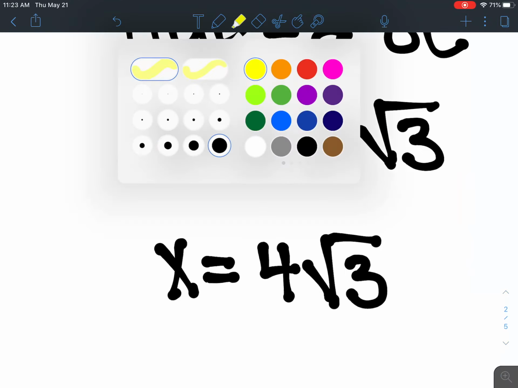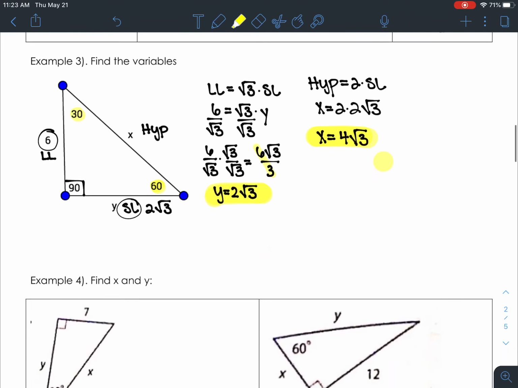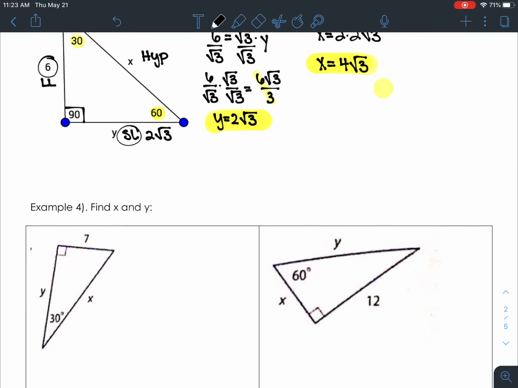And that's my final answer. So I have x is 4 root 3, and y is 2 root 3. Okay? All right, let's try the next one.